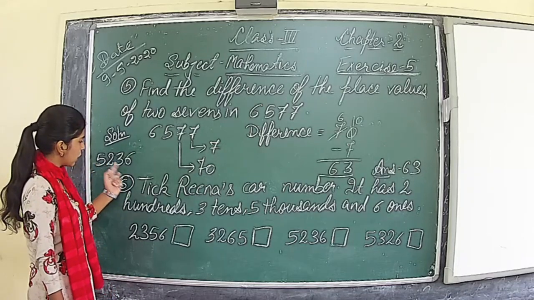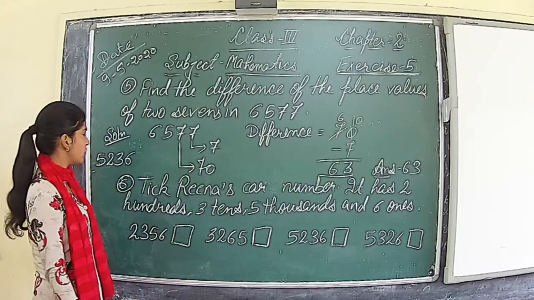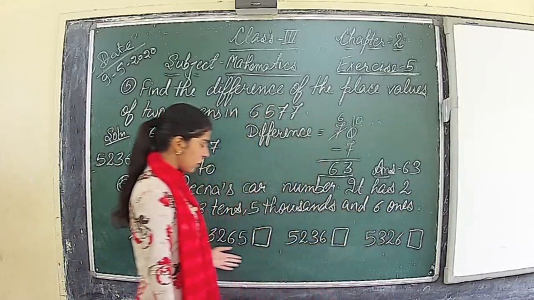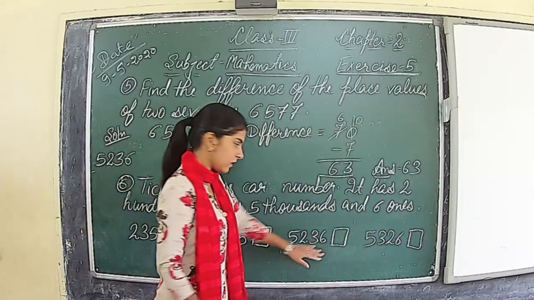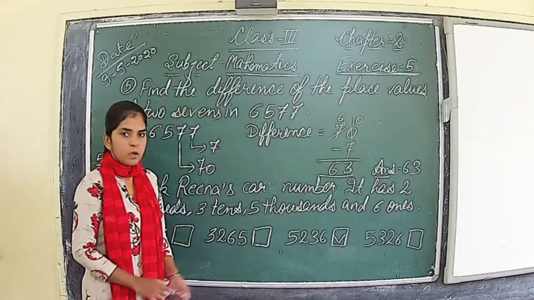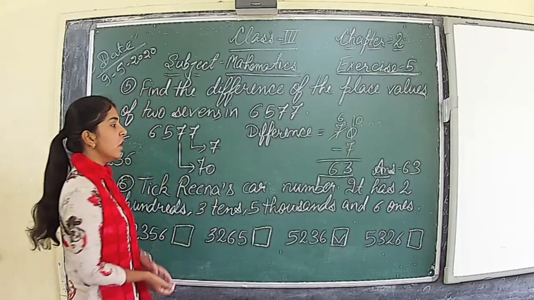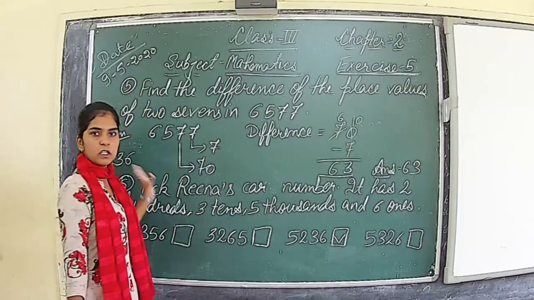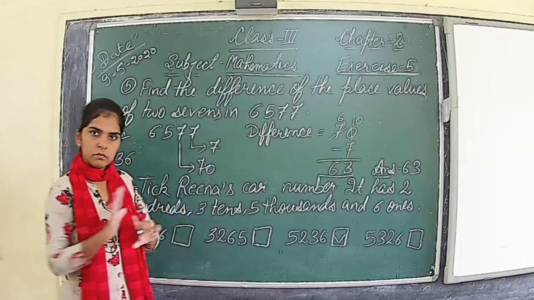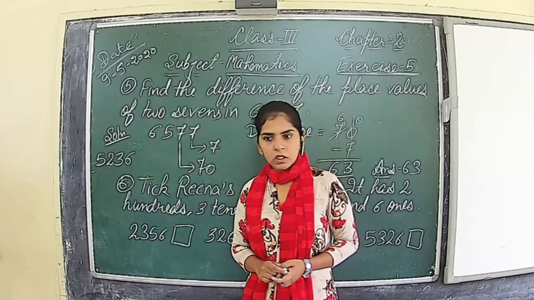What is the answer? 5,236. Where is the option? Search this option. 5,236. Option is here, right? We will solve this question like that. Don't forget to see the position of the digits, okay? Don't write the number like this 2, 3, 5, 6. No. First of all, see the place and then write the number, okay? So let's start our next question.